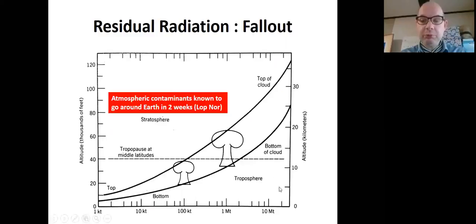Now, the size of the explosion gives you a sense of how high the fallout will travel. As the mushroom cloud travels higher and higher, it will release the radioactive materials, the fallout, at further distances. Of course, all of this depends on the rain and environmental conditions and so on.